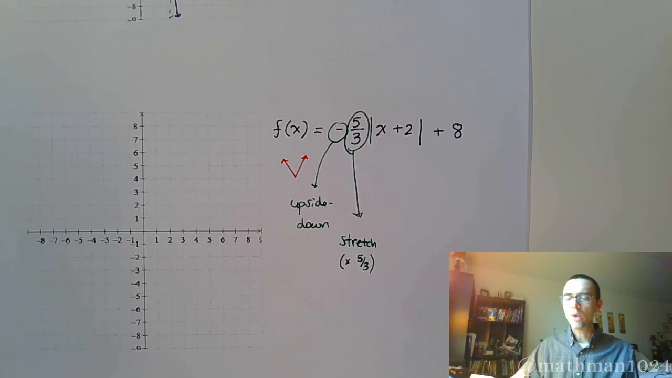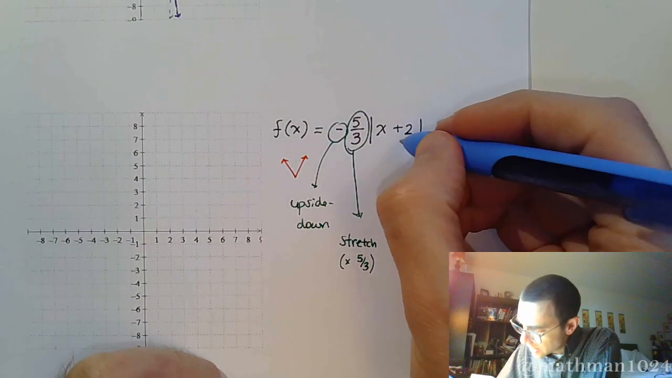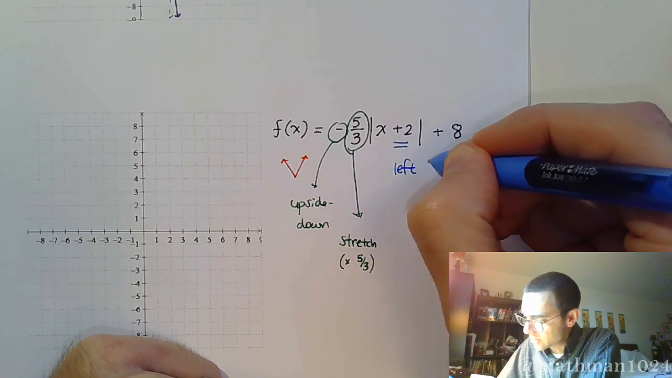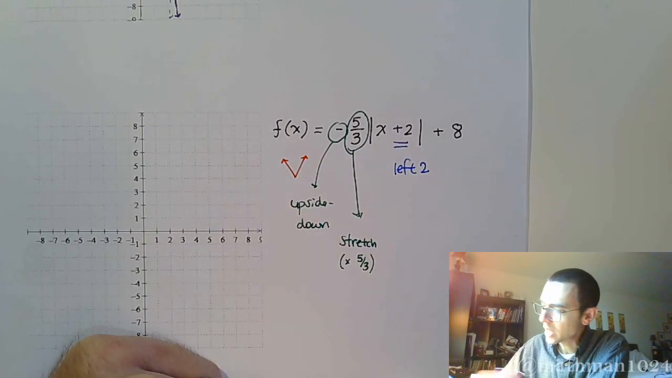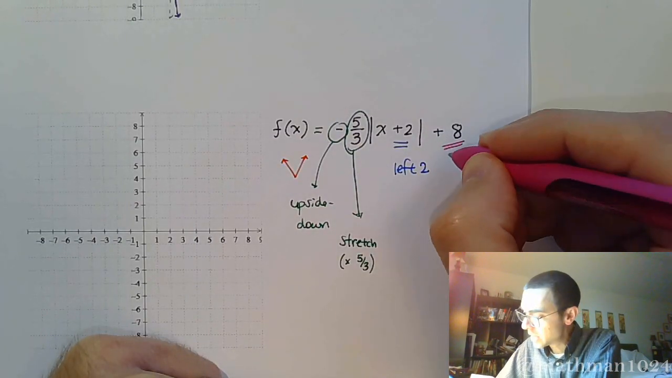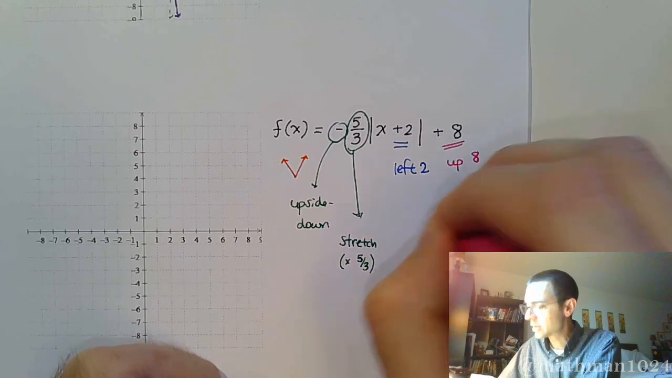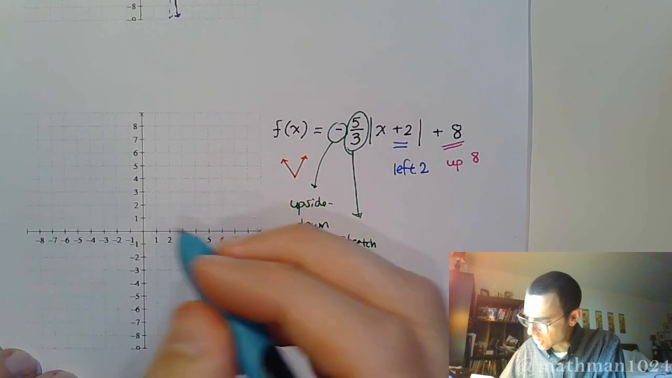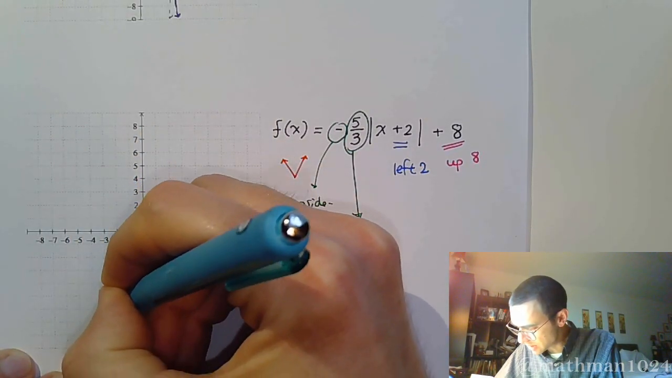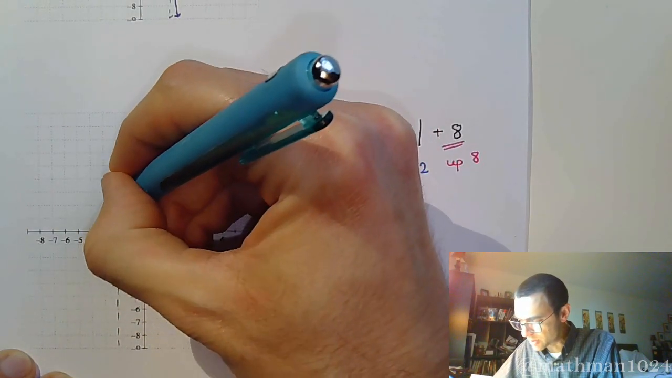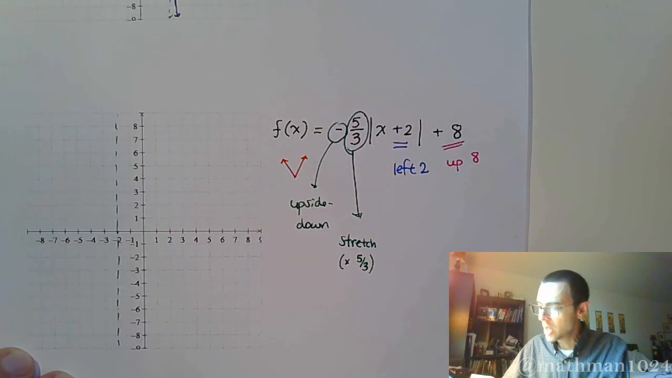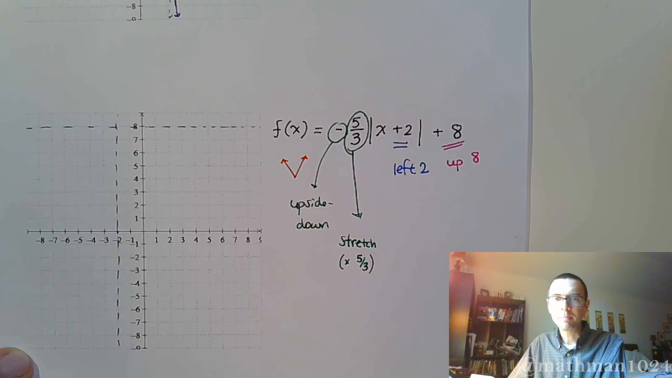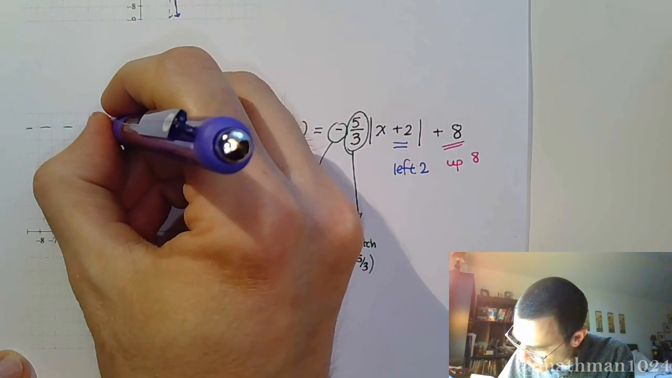Okay? Now let's figure out how we've shifted up, down, left, and right. Inside I see a plus 2. So that means I'm going to go opposite of that. I'm going to go to the left 2. And the plus 8, I'm going to do exactly what I see. And I'm going to go up 8 units. All right. So I'm shifting to the left 2. So let me put my new and improved y-axis there. I'm going up 8. So I have that. The intersection will be your vertex.